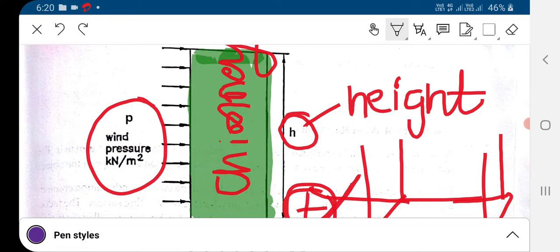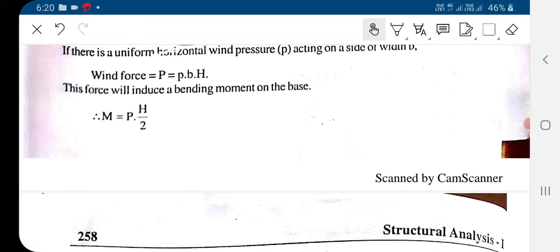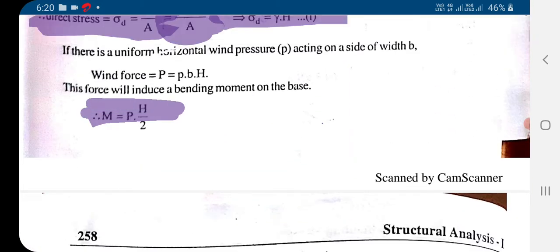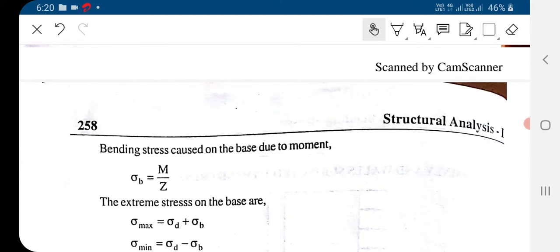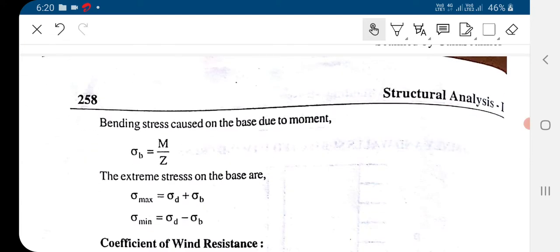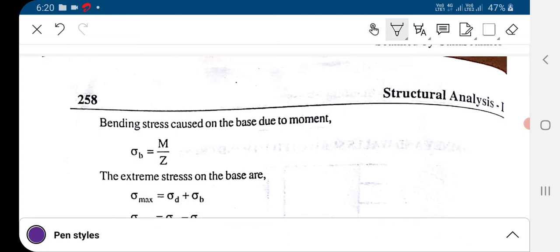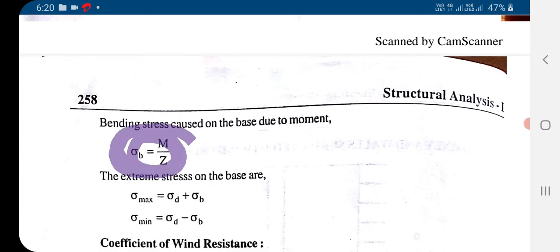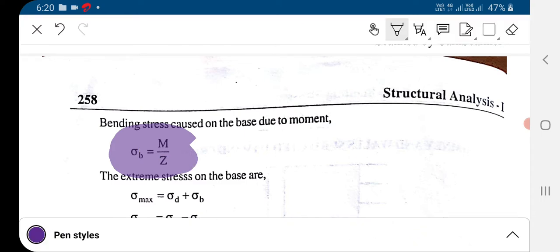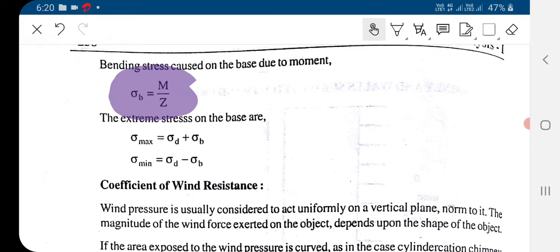Okay, so let's see over here that we will get the moment as P into H by 2. So we have to find the bending stress now. We know the equation for this bending stress. We have seen in the very first lecture that bending stress is nothing but M by Z, where Z is the section modulus. So now we can easily compute M and Z and we can compute the bending stress.